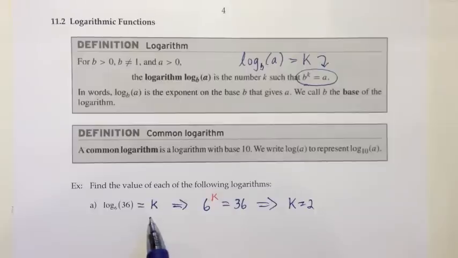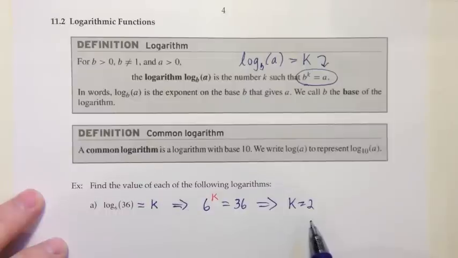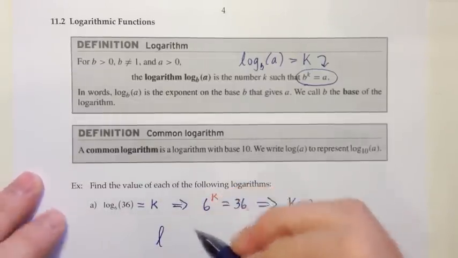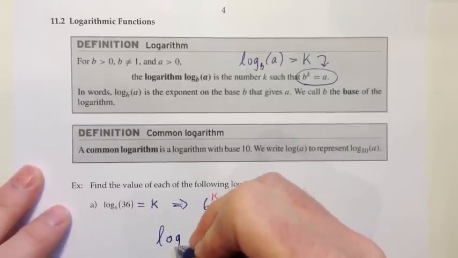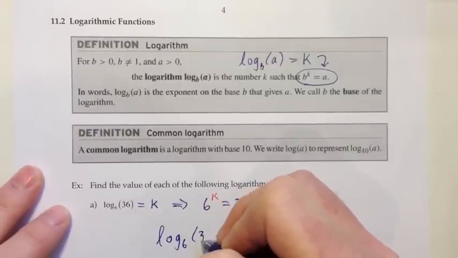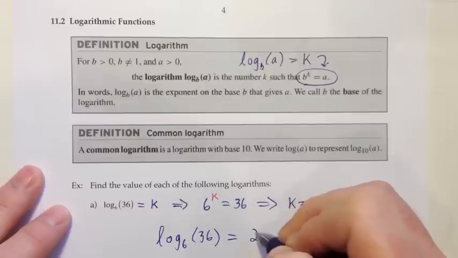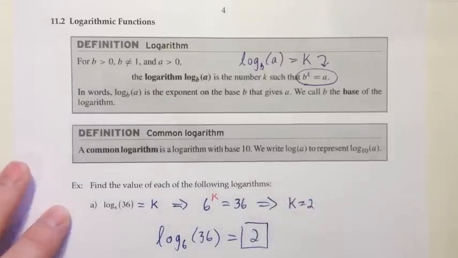And k was a variable we brought in, so I shouldn't leave my answer as k equals 2, because the directions didn't say find k. They said to evaluate the log. But k is the answer to that log. So let me just rewrite my answer now. I have the log base 6 of 36 is equal to 2, and that's my answer right there.